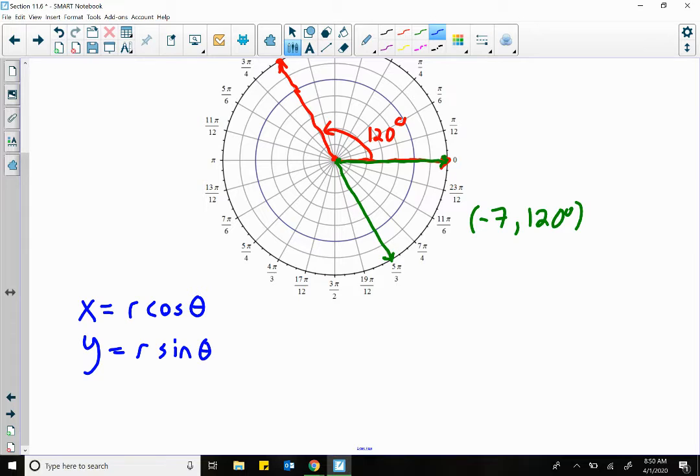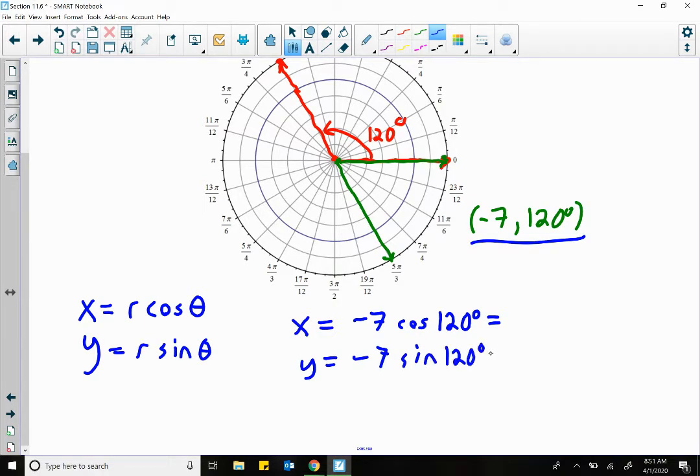So if I want to make the polar coordinate for this, -7, 120 degrees, all I got to do is just plug in my information. The x part of the coordinate will be -7 times cosine 120 degrees. The y part will equal -7 times sine 120 degrees.